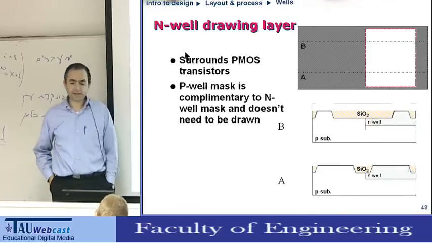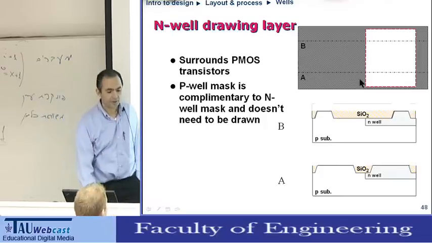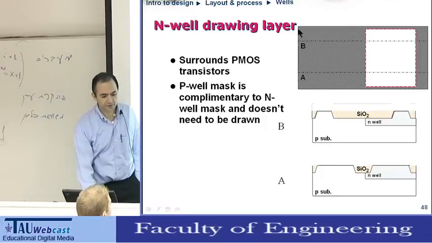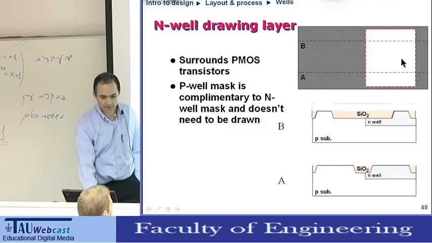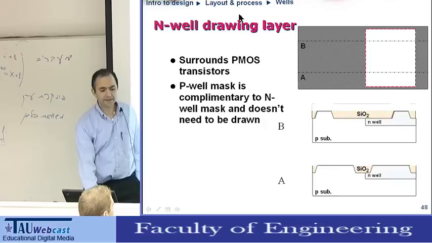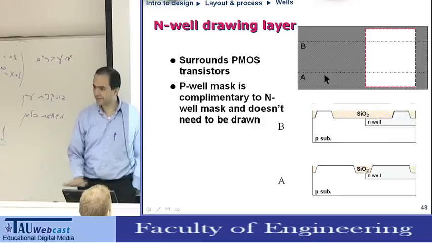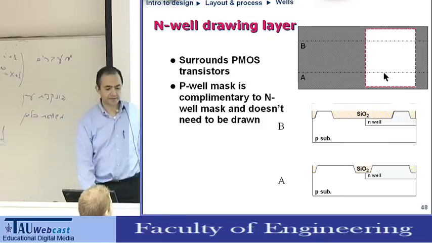Then we will take a mask where chrome covers all this part, and we want to open this part. Now we will define the N-well. What we will do is we will spin resist. We'll expose the resist through this mask.